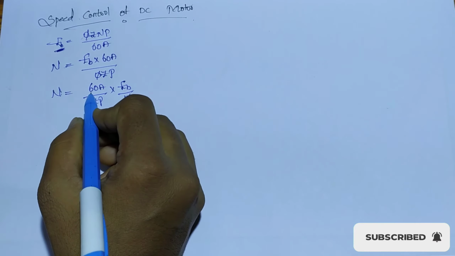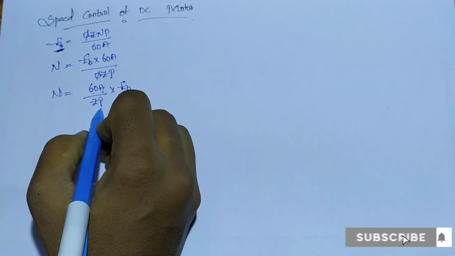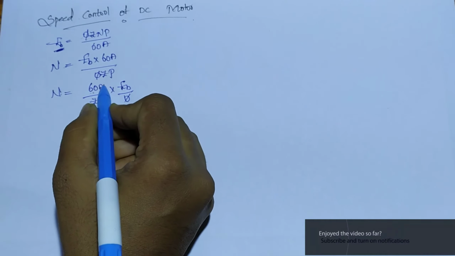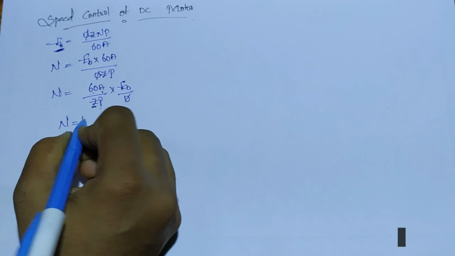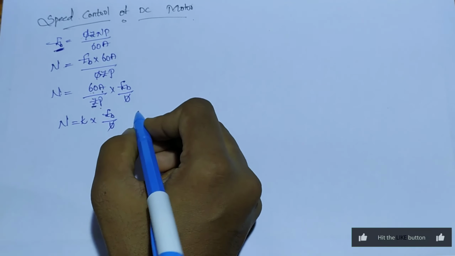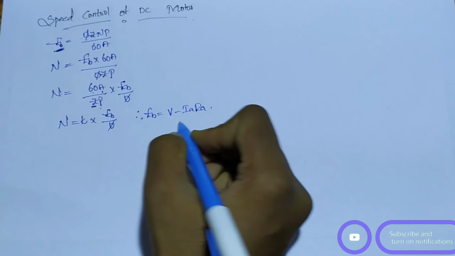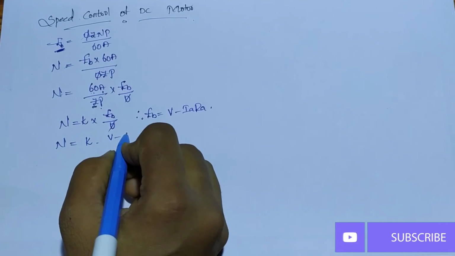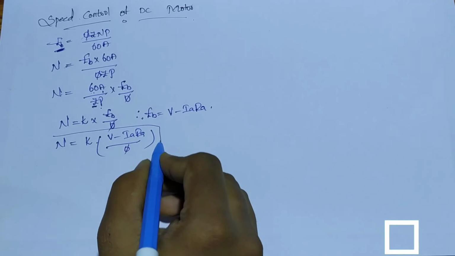Here the 60 is a constant, and the parallel paths will be constant with respect to the number of poles, and the number of conductors is also constant. So this total term becomes a constant K. So N equal to K into Eb by phi. But in general, for back EMF, Eb equal to V minus Ia Ra. So N equal to K into V minus Ia Ra by phi. This is the speed formula we get.